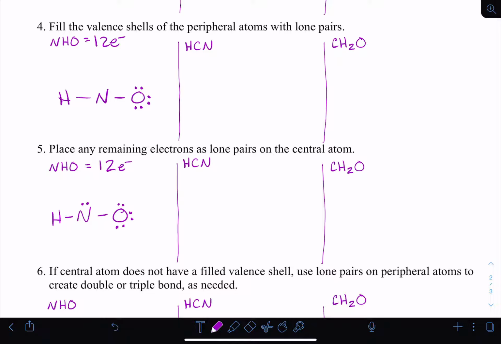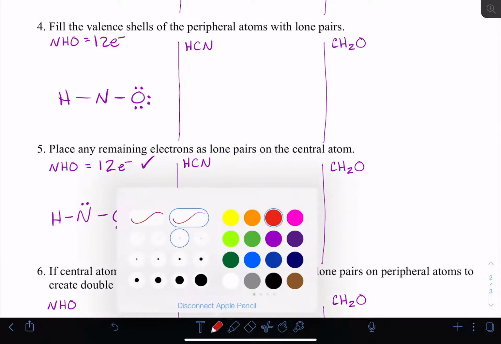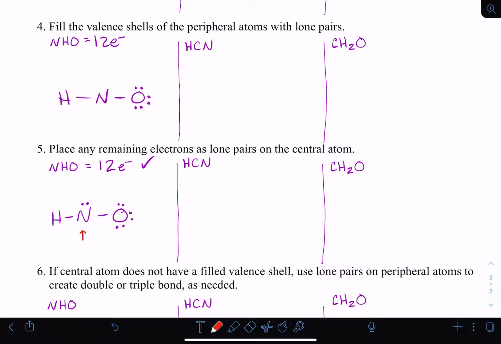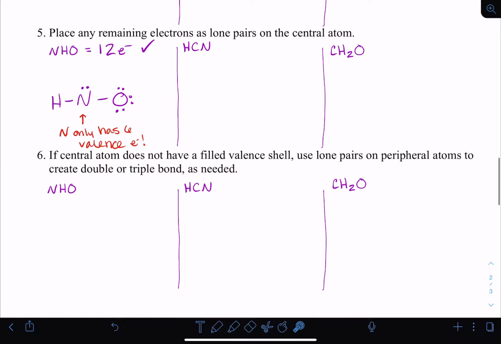And they have to go on our central atom because there's no space left anyplace else. So at this point we have our 12 electrons, check, but we still have a problem here. Our nitrogen in this structure only has 6 valence electrons at this point, not the 8 that it's looking for. It has 2 from this lone pair, 2 from this bond, 2 from this bond, only gets us up to a total of 6, not 8.